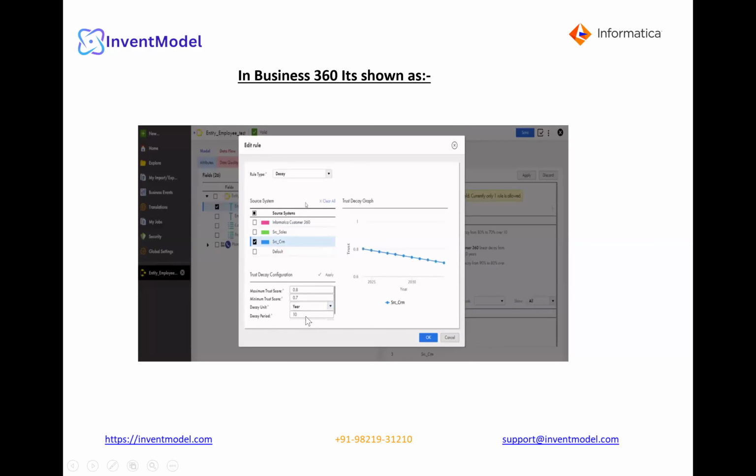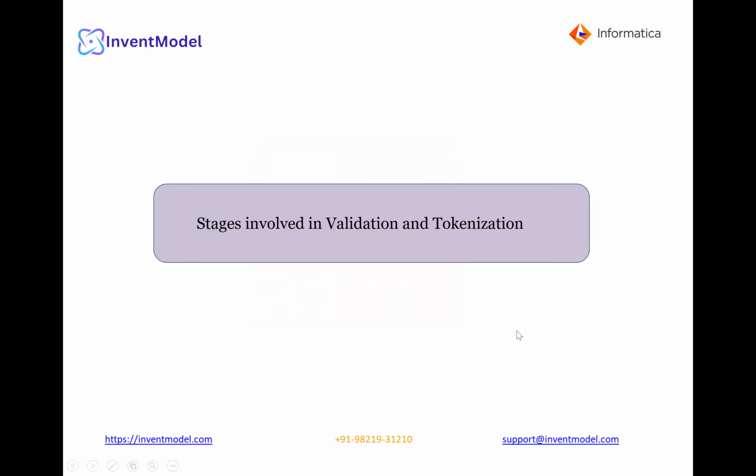Then the decay period is 10. Then we can see the graph here showing how the value would be. It starts from 0.8, with a decay period of 10 and a minimum trust score of 0.7. This is the trust decay graph of SRC_CRM, as it is given here. So this is all about the trust.